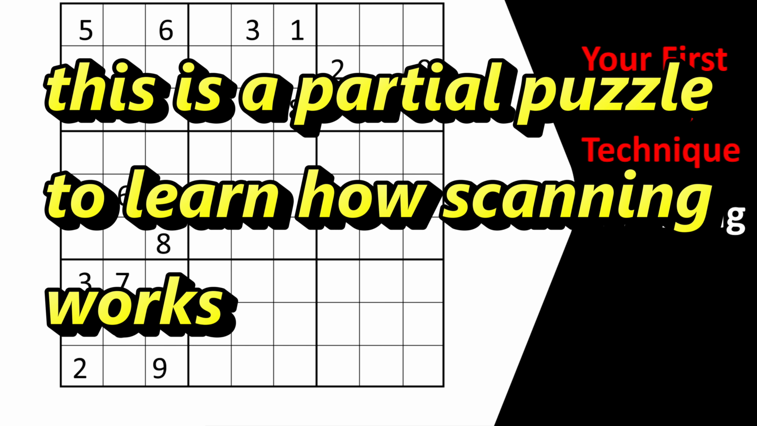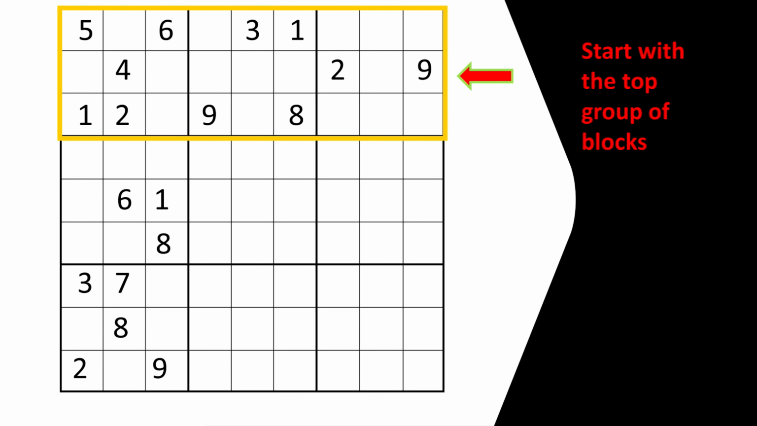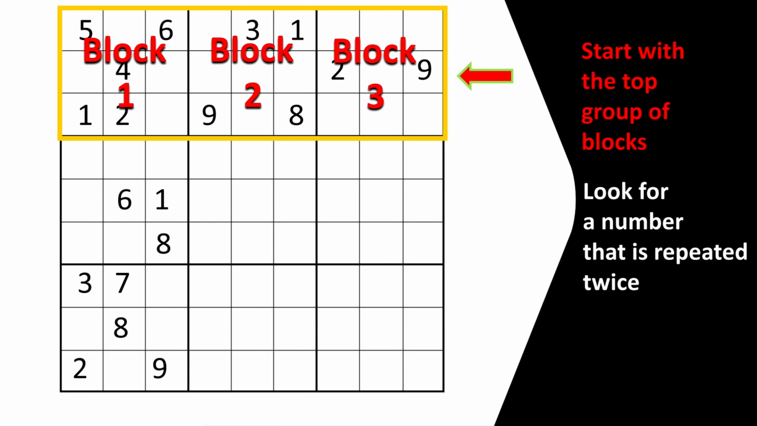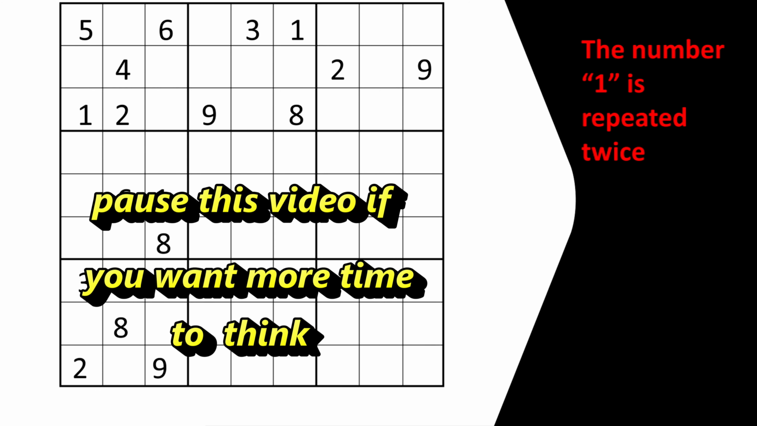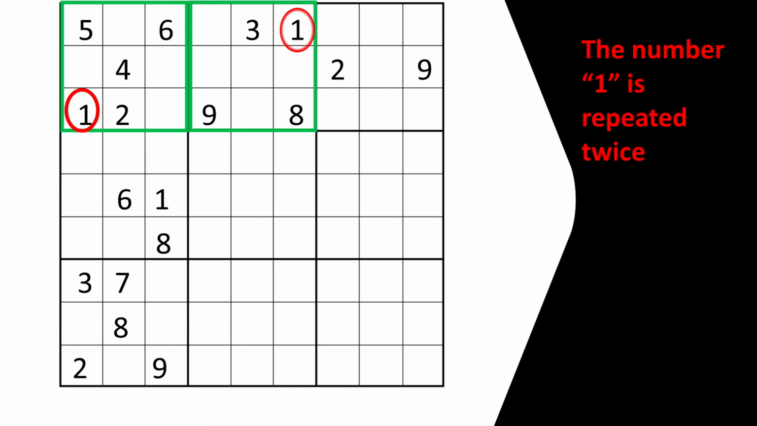Here's a Sudoku puzzle. Let's start by first looking at the top rank, this big group of rows at the top, blocks 1, 2, and 3. Now look for a number that's repeated twice. Do you see one? Let's start with the number 1. You can see it's repeated twice, once in block 1 and once in block 2.